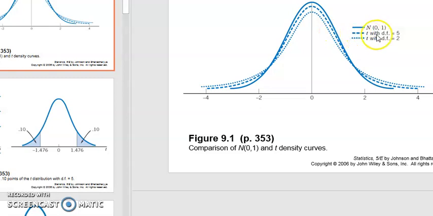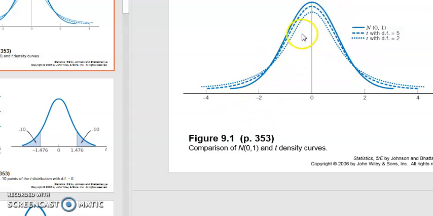And the dotted line is degrees of freedom equal to 5, which means the sample size is 6, because degrees of freedom is sample size minus 1. So when the sample size is 6, we draw the distribution. As you can see, it's more spread out and it's pushed down a little bit. But when the degrees of freedom are 2, which means the sample size is 3, it's down further.